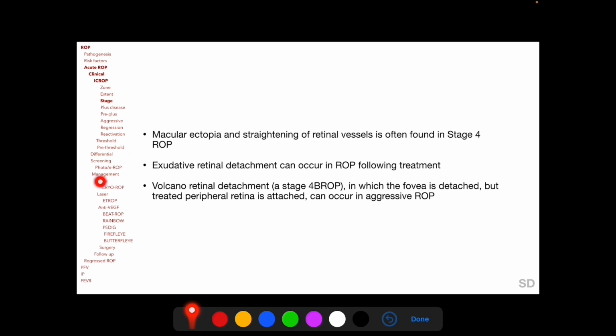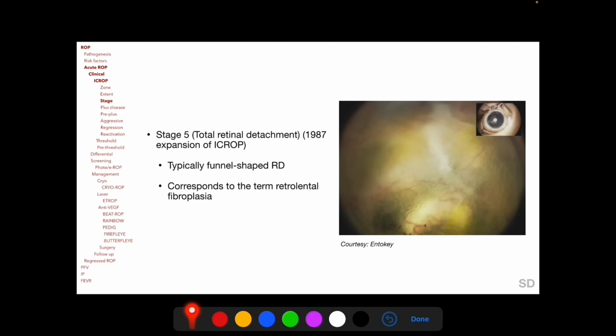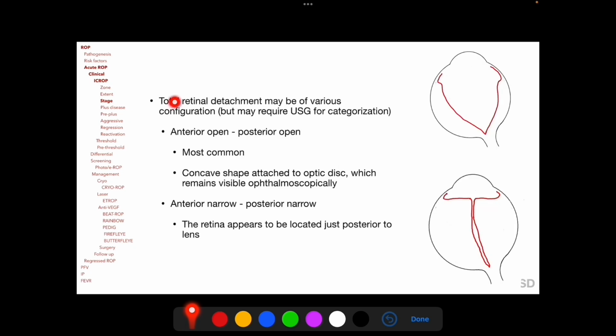which we will be discussing. Stage 5 ROP refers to total retinal detachment as seen here in this clinical photograph, and the retinal detachment in ROP is typically funnel shaped, and the term retrolental fibroplasia, originally used to describe ROP, corresponds to stage 5 ROP, in which the detached retina becomes visible immediately posterior to the crystalline lens. Total retinal detachment in stage 5 ROP may be of various configurations, which may require USG for characterization.